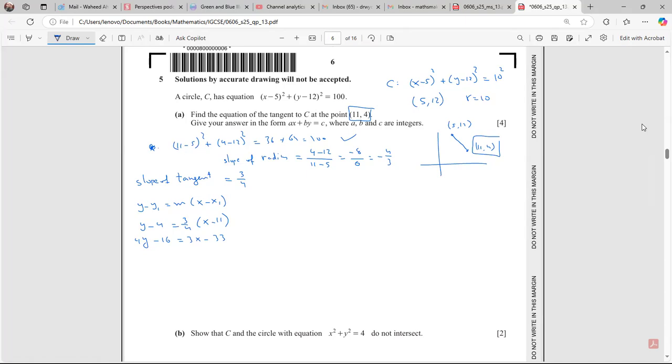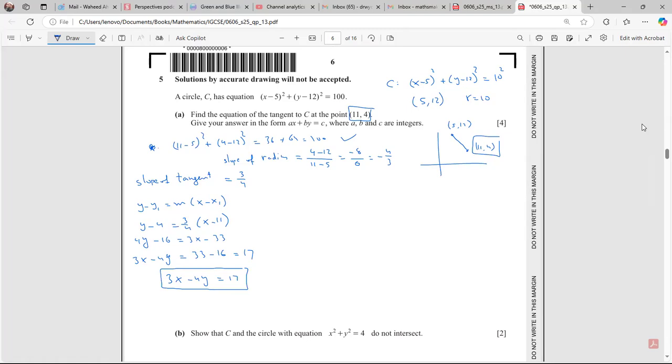So if I bring it to the other side, this is 3x minus 4y equals 33 minus 16, so this is going to be 17. So 3x minus 4y equals 17. This is the equation of the straight line which is tangent to the curve at (11, 4).